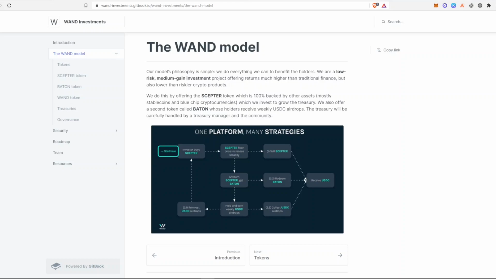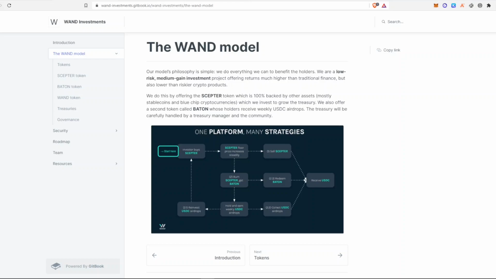There are a few different ways that the price of Scepter will keep going up. First, the buying and selling of Scepter, because the discrepancies between the floor price and the sale price get added to the treasury. You also have the burning of Scepter for Baton, the second token, which I'm going to go on about in a second. A certain percentage of those Scepter tokens will also get added to the treasury. And the last way is that the Scepter treasury is also going to be invested elsewhere.